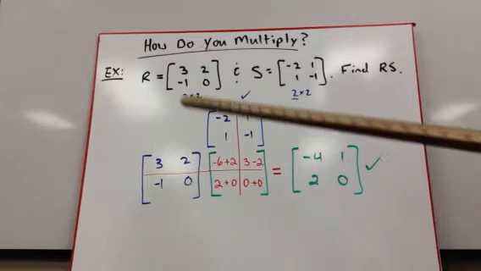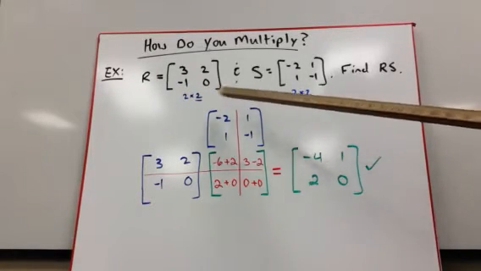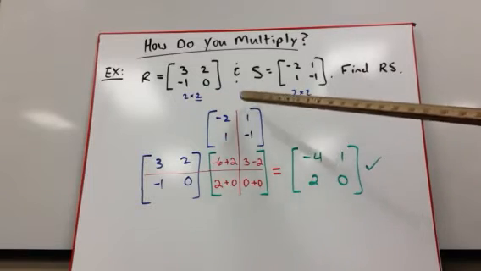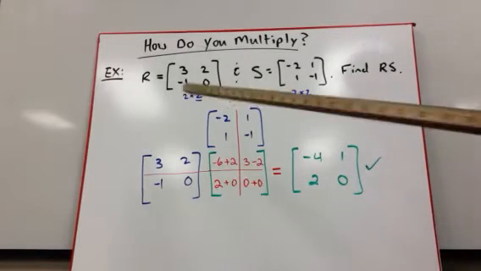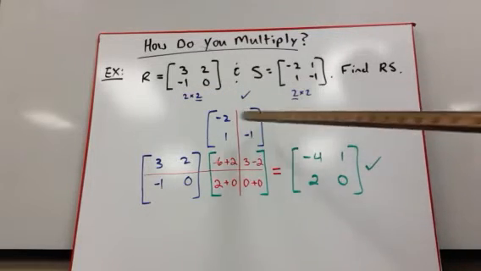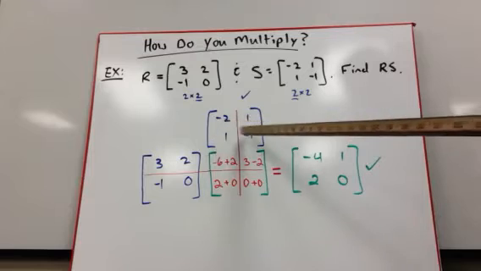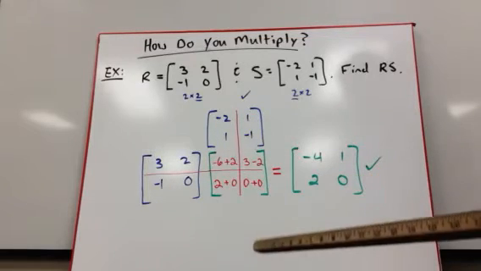So I notice I have a 2 by 2 matrix for R and a 2 by 2 for S. I check my two inside numbers and they match, so that's what my check mark means. I can do this. So RS. The way I want you to set your paper up is to put your first matrix on the left, and put your second matrix diagonally above. So the two blue matrices are my question.